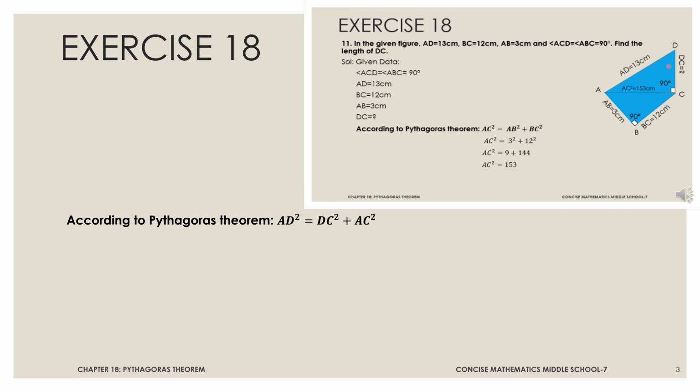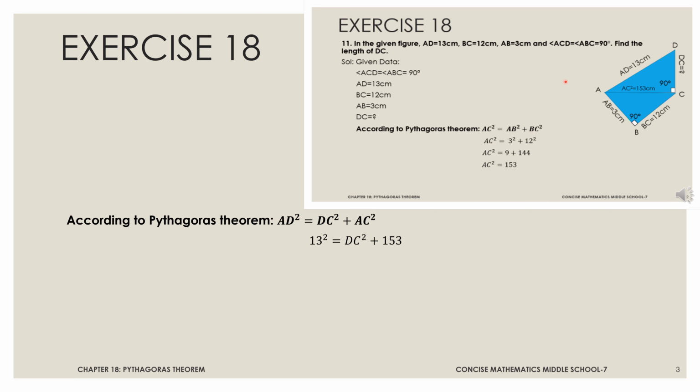For finding out this DC, now you are having this length as well as AD length, right? When you are having two lengths, you can easily find out the third one, right? So from this, AD is hypotenuse, right? So AD square is equal to DC square plus AC square. Again you need to find AC square over here. This is the reason I have left it off without finding the square root of 153, right?